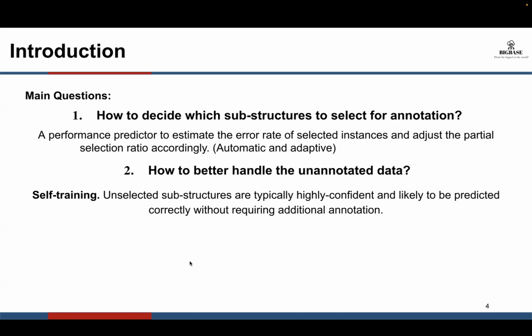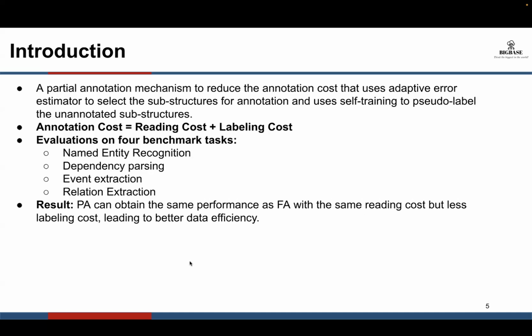The paper's framework can be summarized in one sentence: it is a partial annotation mechanism to reduce the annotation cost that uses an adaptive error estimator to select the substructures for annotation and uses self-training to pseudo-label the unannotated substructures. In this paper, what they mean by annotation cost is the reading cost plus the labeling cost. I will explain this in more detail in the rest of the presentation.